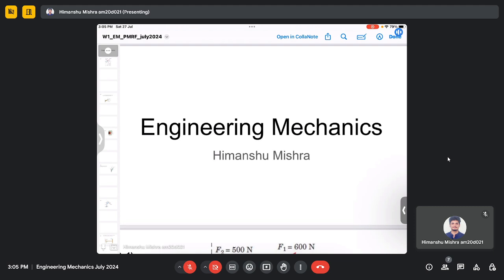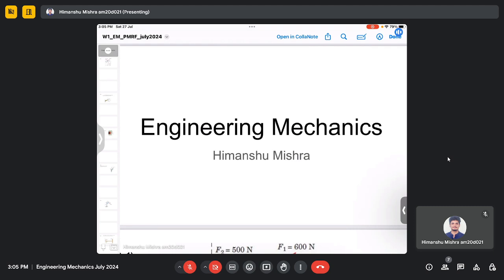So let's get started with our first tutorial. Hello everyone, I am Himanshu Mishra and I am a PhD scholar in the Department of Applied Mechanics, IIT Madras. And today we will be solving a few problems that we have already covered in the NPTEL videos. So today we are going to solve problems related to forces and moments, and then each week we will be solving a subsequent problem that we have already covered in the NPTEL videos.